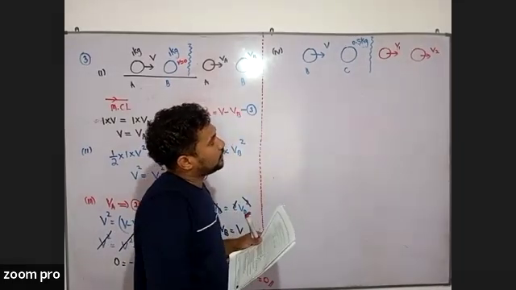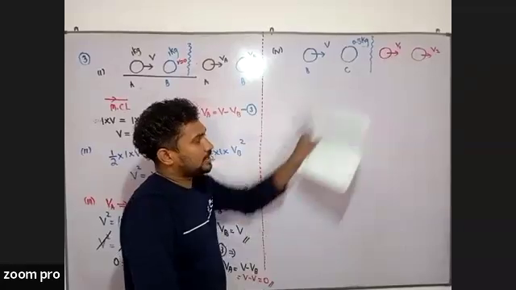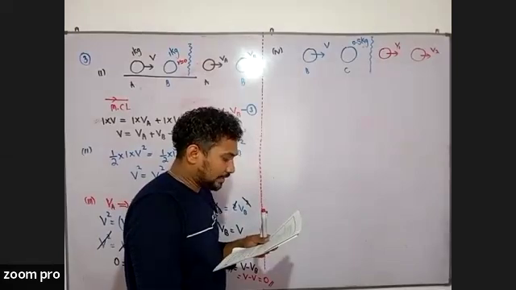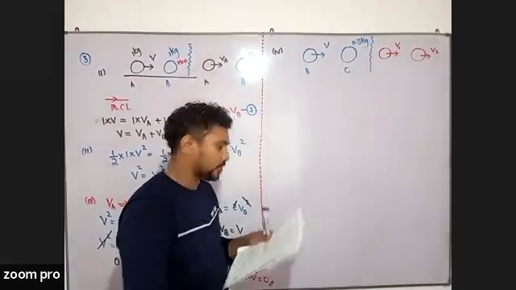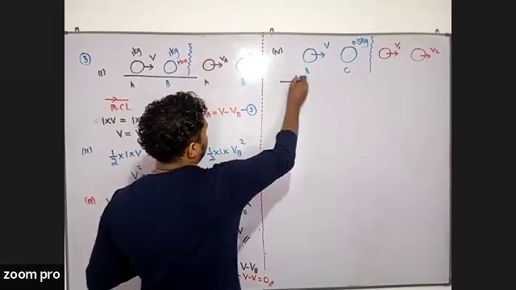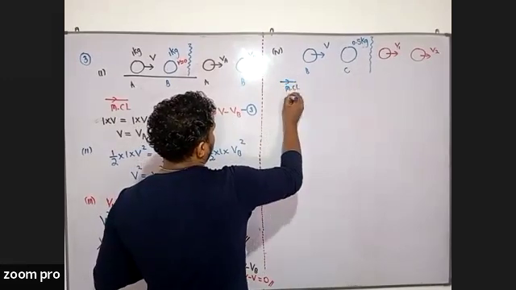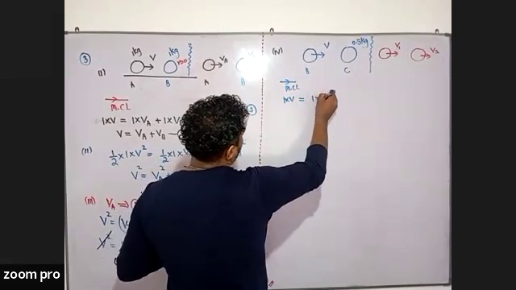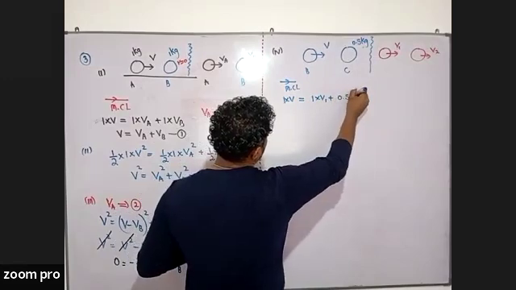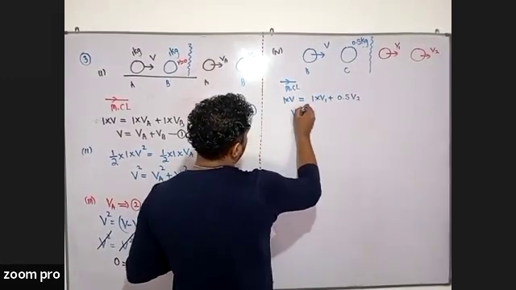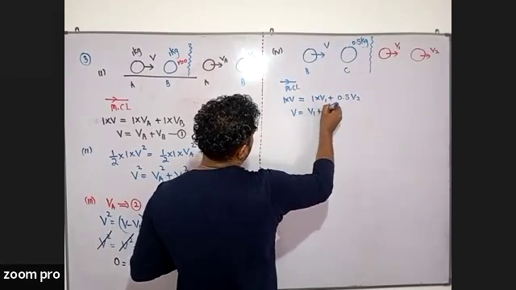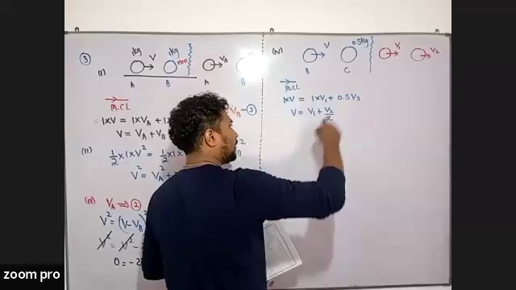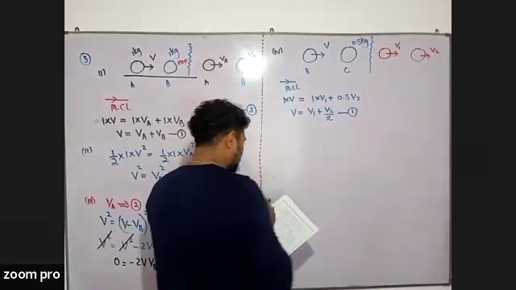Now, each collision can be considered as elastic, isn't it? Because it is mentioned in the introduction of this question. First of all, let's apply the momentum conservation law. Then it should be 1 into V equals 1 into V1 plus 0.5 into V2. Then V equals V1 plus V2 over 2, isn't it? So I'm converting 0.5 into half. Let's consider this one as the first equation.